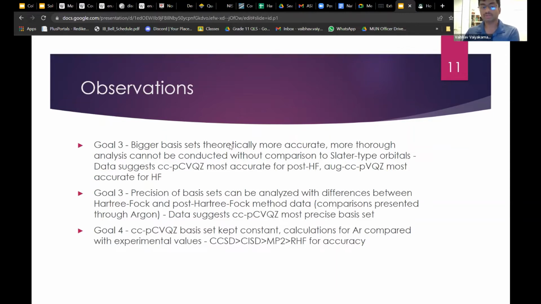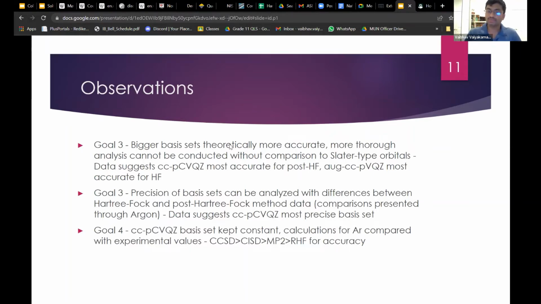For precision as well, the most precise was the CCPCVQZ basis set. How we actually define the precision is how in detail we can get models of the orbitals and how in detail we can get the energy of the atoms. Now, if there's a greater correlation energy, that means the basis set is doing much more in-depth calculations for Hartree-Fock and then post-Hartree-Fock. So the one with the most correlation energy is generally the one with the most in-depth, most precise calculations, which was, of course, in this case, CCPCVQZ.